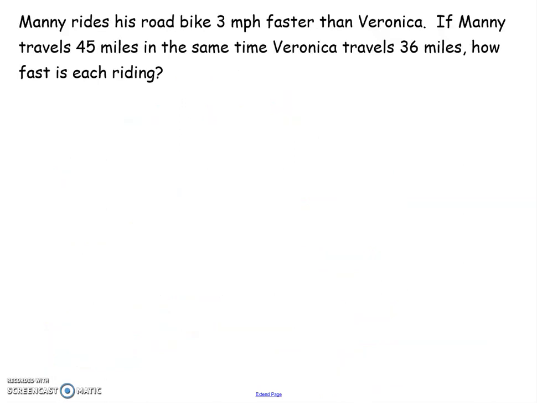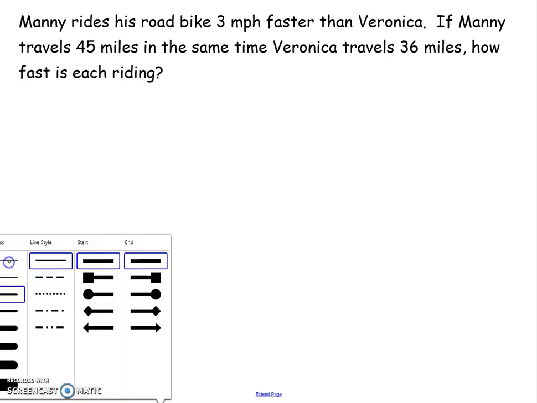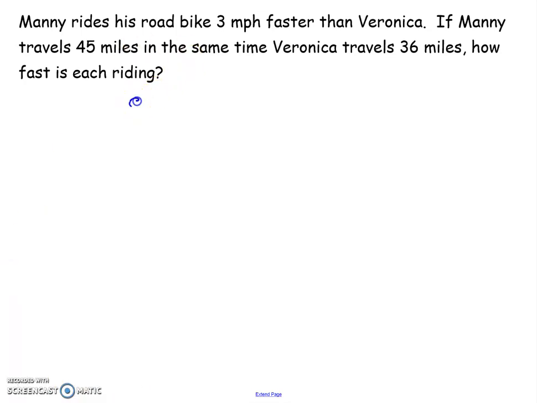So now if we look at this problem, Manny rides his road bike 3 miles an hour faster than Veronica. If Manny travels 45 miles in the same time Veronica travels 36 miles, how fast is each riding? So again, we have distance, we have rate, and we have time. So again, we're going to remember that distance is equal to rate times time. So we're going to solve it for time again and say that time is equal to distance over rate.